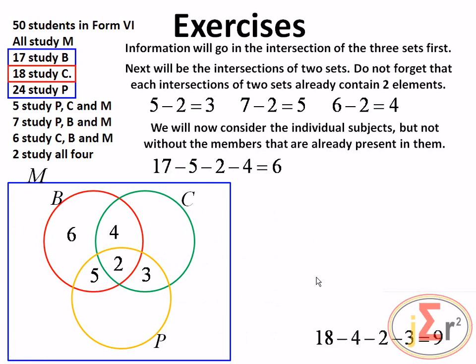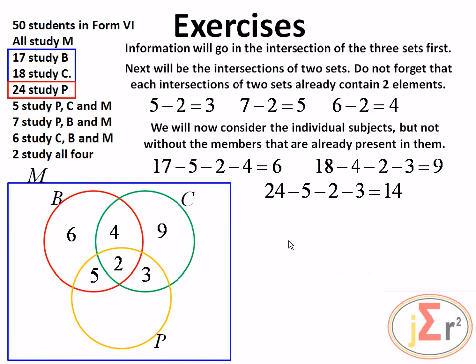And we do the same for chemistry. 18 in chemistry. Here we have chemistry that has 4, 2 and 3. So it is 18 minus 4 minus 2 minus 3, and that is 9. And of course, same treatment for physics with 24. Physics, we will subtract 5, 2 and 3, and we get 14.